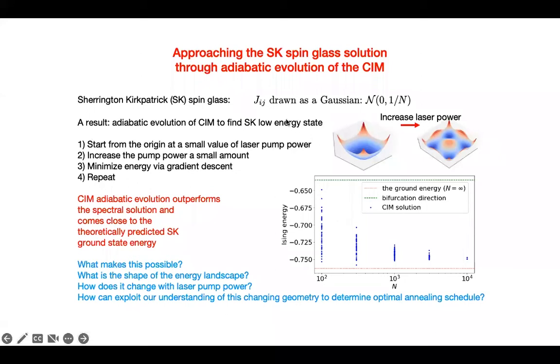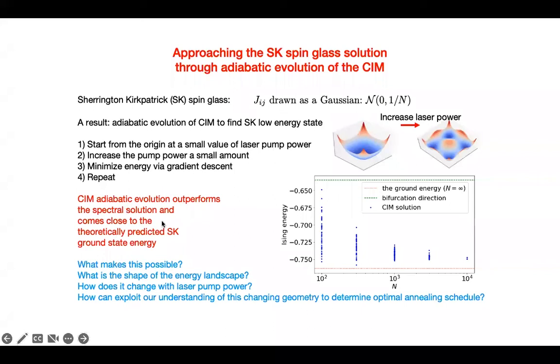The way the machine operates is you start from the origin. You start with the x's from the origin at a small value of the laser pump power. You increase the pump power by a small amount, you minimize the energy via gradient descent, and you repeat. So this is doing gradient descent on a slowly changing energy landscape.